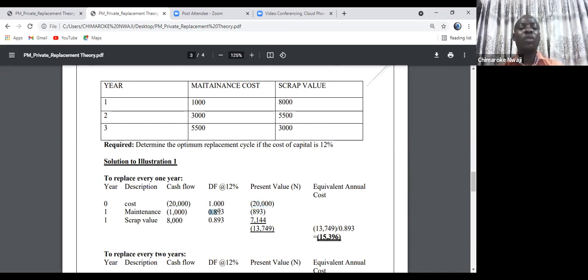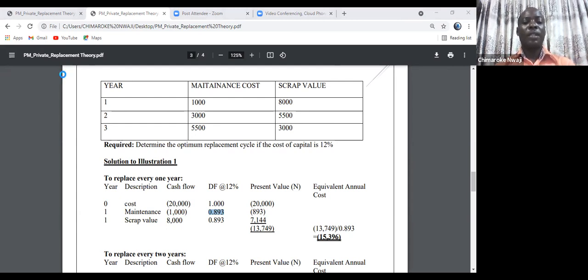The discount factor of 12% in year 1 is 0.893. You can use your 4-figure table or your discount factor table. Okay. I could also show you how to calculate it. Let's see how we can calculate it. You can use a calculator to calculate it.